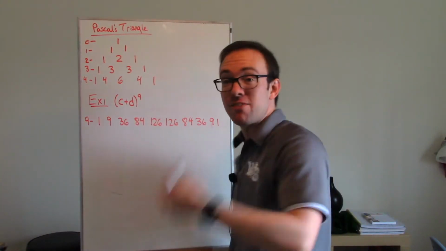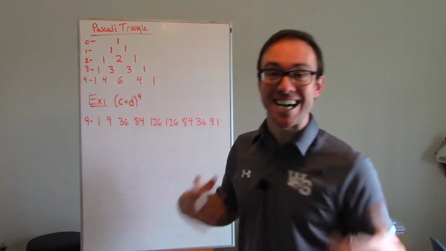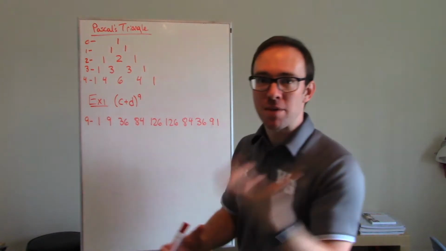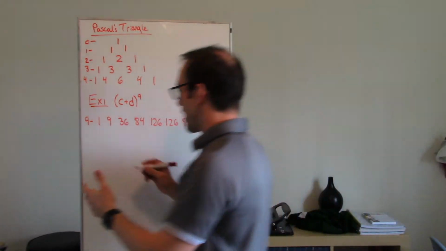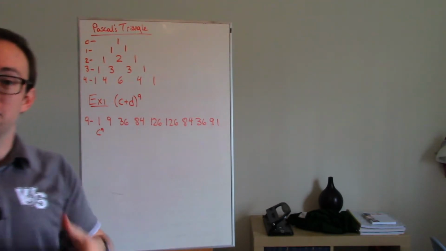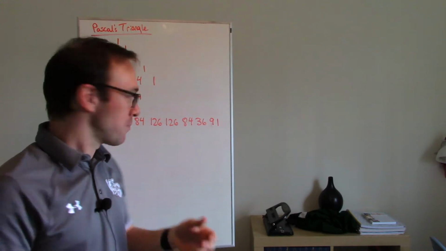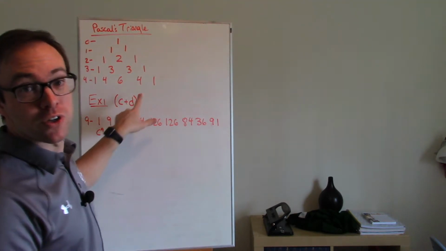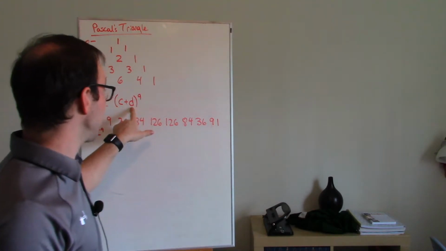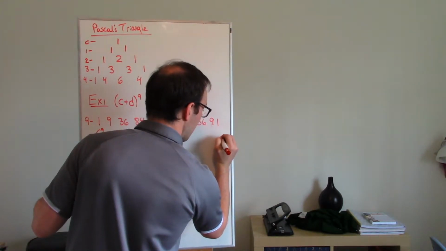So this is the 9th level of Pascal's triangle. If you think about being able to multiply this parenthesis 9 times, the first term is going to be c multiplied by c 9 times. So what's going to happen is you're going to have c to the 9th power. That first piece to that exponent is always going to be the first term. So the first piece of the binomial to that exponent is always going to be the first term, just like the last term will always be the last piece to that exponent. So the last one is going to be d to the 9th.